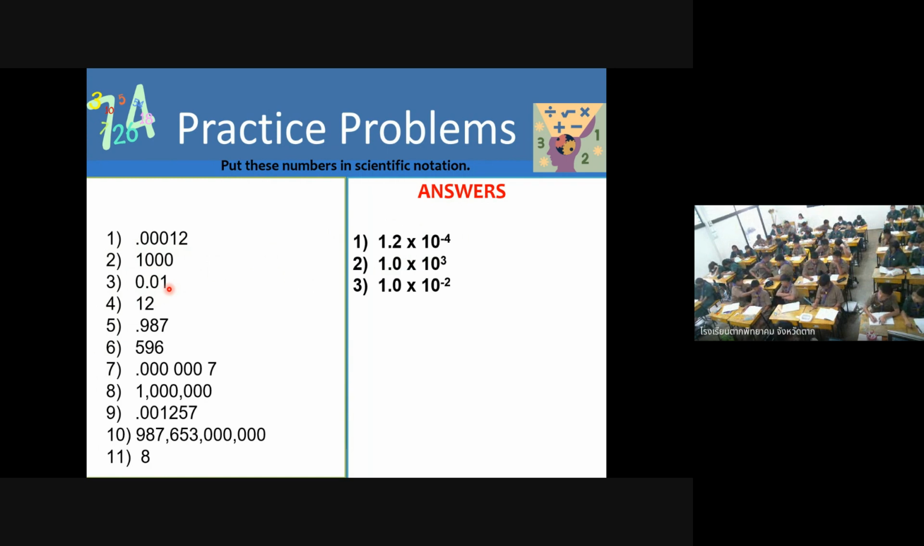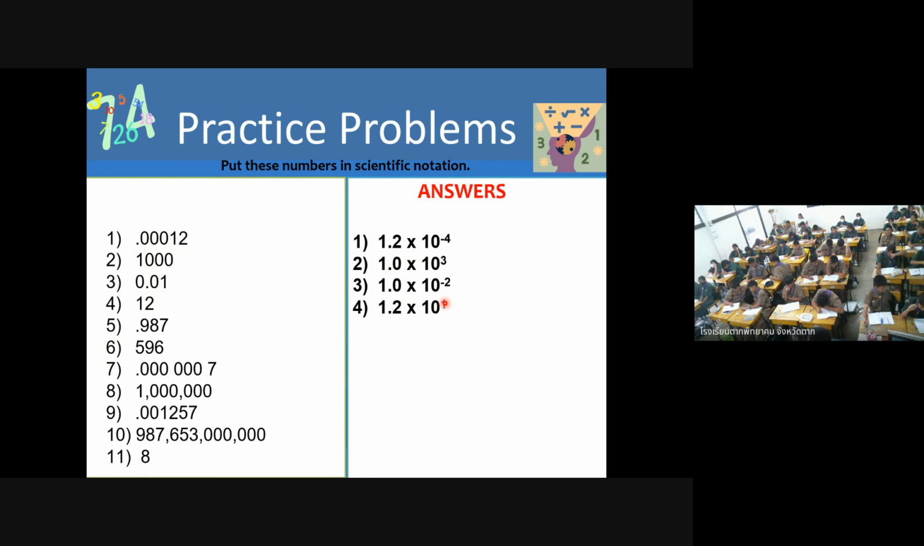Next. What is 12 in scientific notation? 12. Answer is 1.2 times 10 to the power of 1. If you don't write 1, that's also fine.